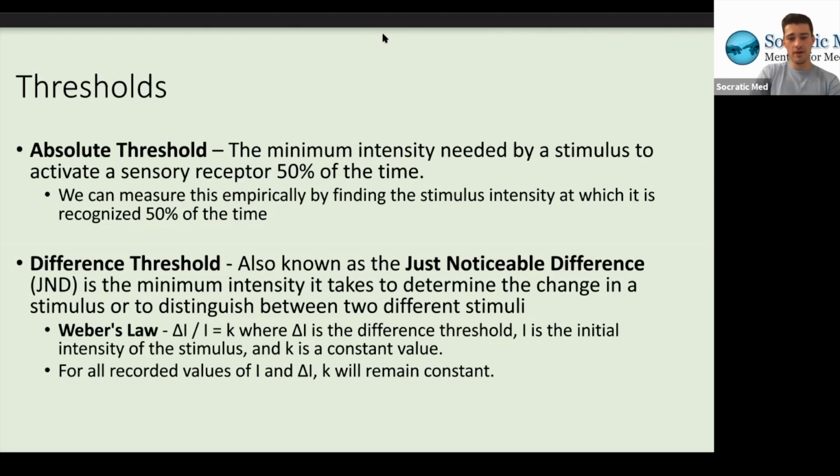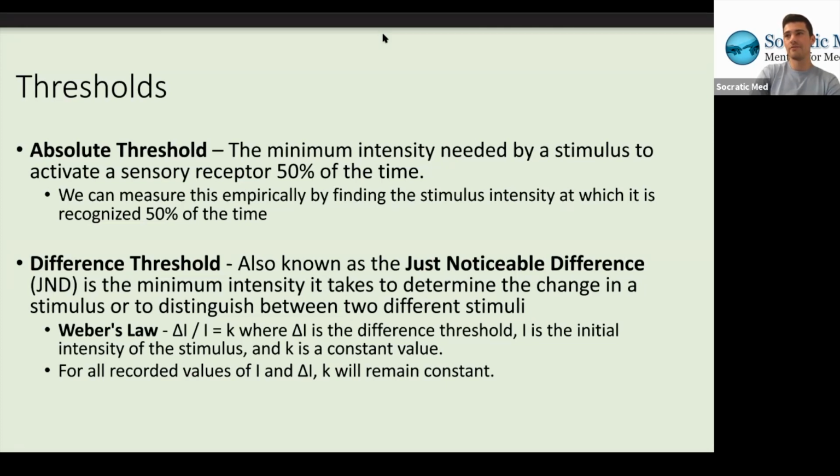So Weber's law is delta I over I equals K, which is pretty simple. Delta I is the actual difference threshold. So that is the difference between the initial stimulus and the change. It's the actual change is the difference threshold. And I'll explain it in a minute. I is the initial intensity of the stimulus and K is the constant value.